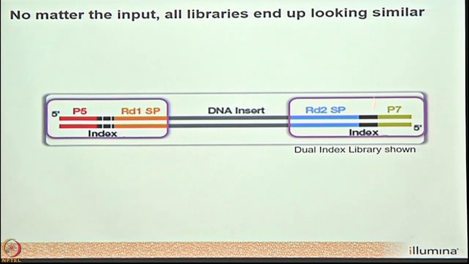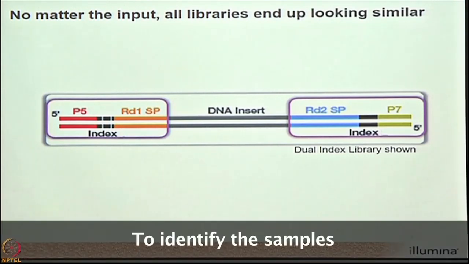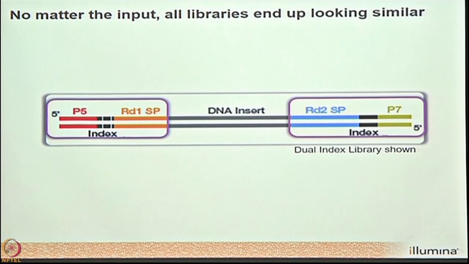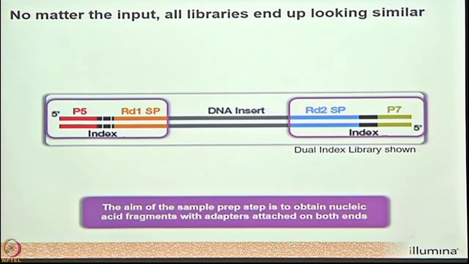Flanked by both the ends are indices. What are indices? These are barcodes. So what is the function of a barcode? In NGS, as I said, using NovaSeq, you can sequence 50 genomes altogether. So ultimately, with the help of barcodes, you can identify which sequences belong to which of the samples. Am I clear? Great. So this is how the library looks like. The ultimate goal of library preparation is to ligate the adapters at both the ends of all the DNA fragments. Clear? Great.